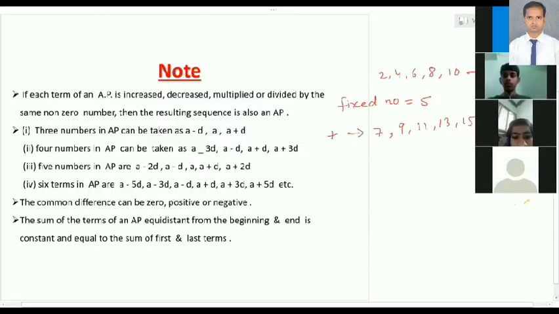Now we'll check for subtraction. If you subtract 5, what will you get? 2 minus 5 will be minus 3. 4 minus 5 will be minus 1. Then 6 minus 5 will be 1. 8 minus 5 will be 3. 10 minus 5 will be 5. If you see, this is also an AP. What will be the common difference here? T2 minus T1, which is 2. Then this is also an AP.